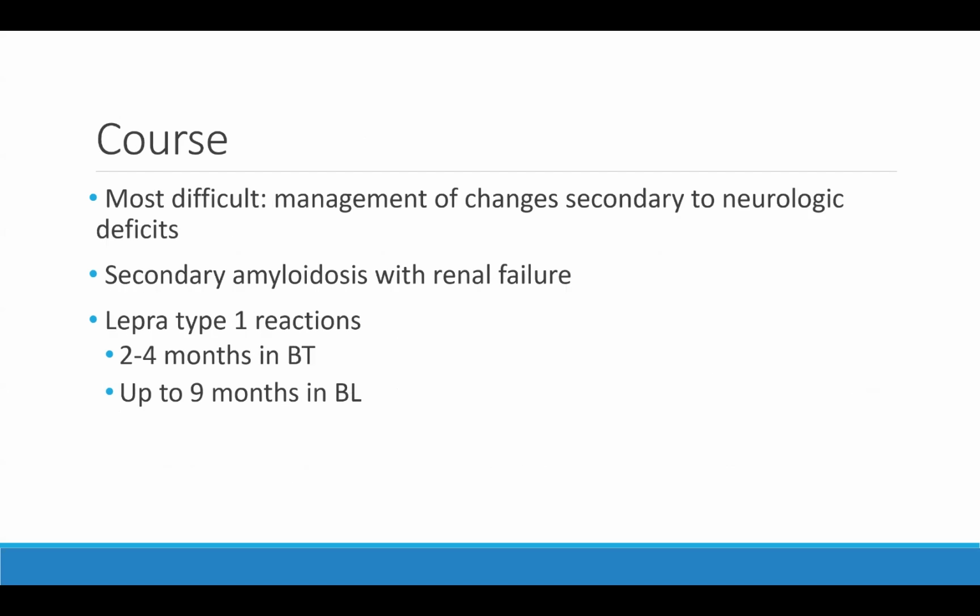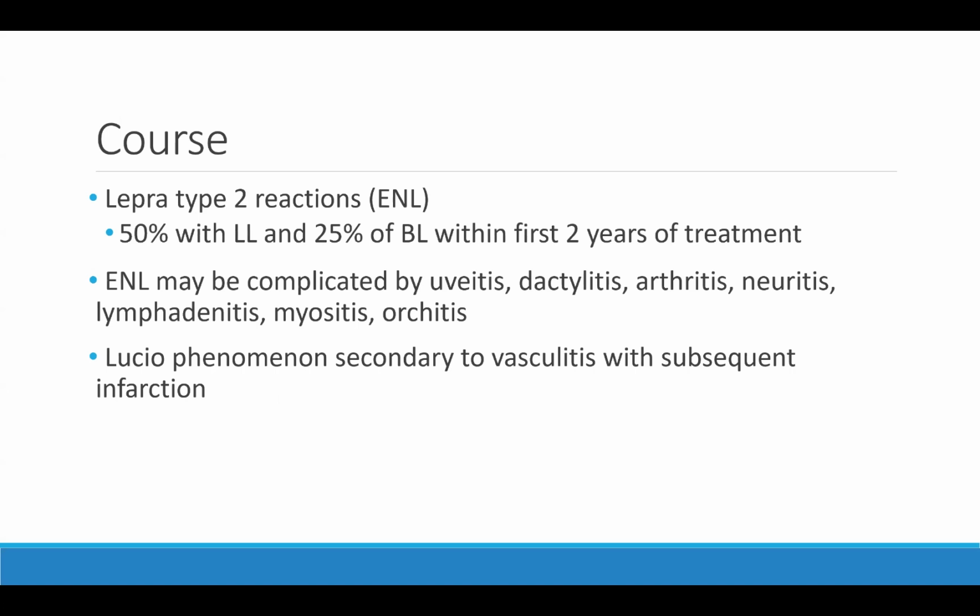It is most difficult to manage changes secondary to neurologic deficits, as well as complications that can occur, including secondary amyloidosis with renal failure and lepra type 1 reactions, which are 2 to 4 months in BT and up to 9 months in BL. Type 2 or ENL reactions occur in 50% of patients with lepromatous leprosy and 25% of BL cases within the first 2 years of treatment. ENL may be complicated by uveitis, dactylitis, arthritis, neuritis, lymphadenitis, myositis, and orchitis. Lucio phenomenon can occur secondary to vasculitis with subsequent infarction.